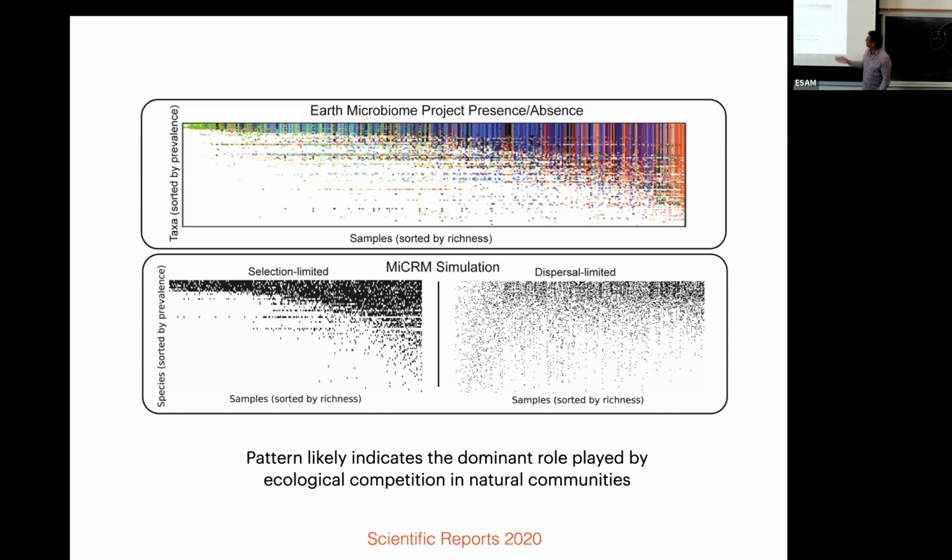So it gives you a direct ecological hypothesis, which is that this pattern probably reflects the fact that ecological competition is much more dominant for shaping these things than dispersal. Right. So these are the kind of games I like playing with these random matrix theory things. It allows you to form good null models and formulate hypotheses.